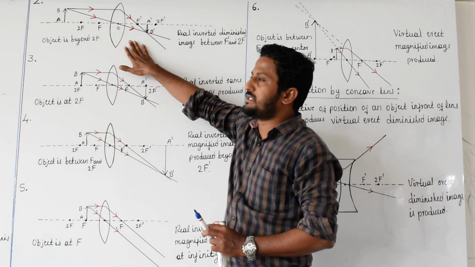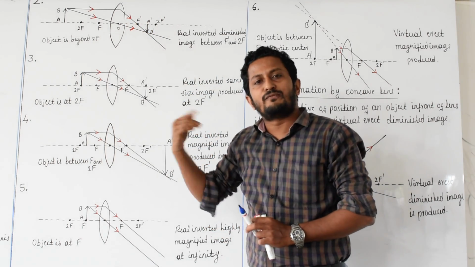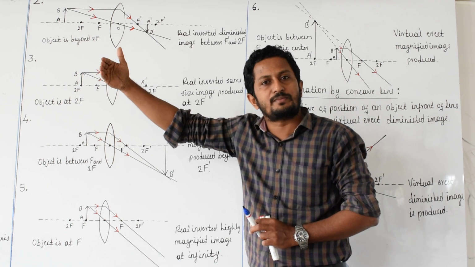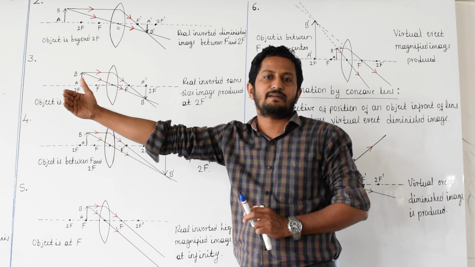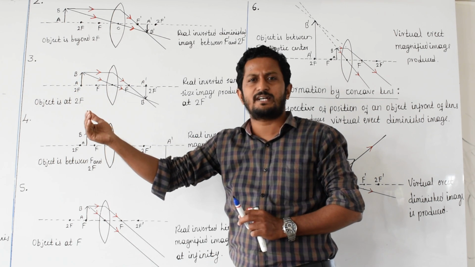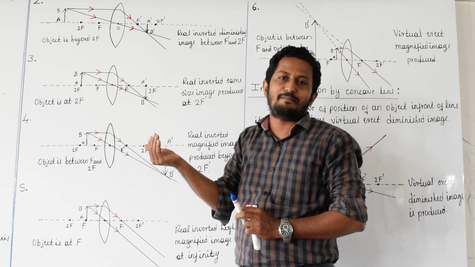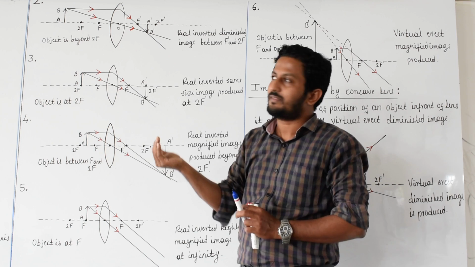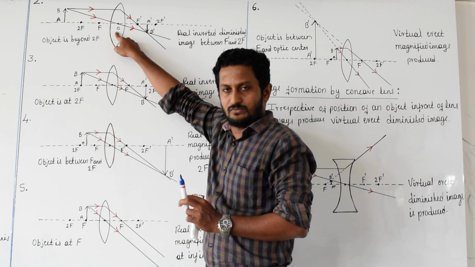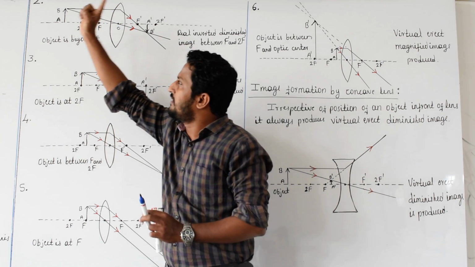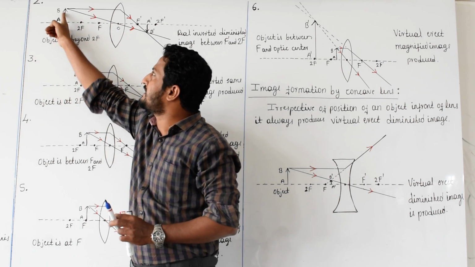Now look at this one. In the first case we imagined the object at infinity. Now just imagine that the object came from that infinite point and is somewhere here. Look at this diagram. This is the center, the optical center. The infinite point is somewhere there. Right now, AB is the object.